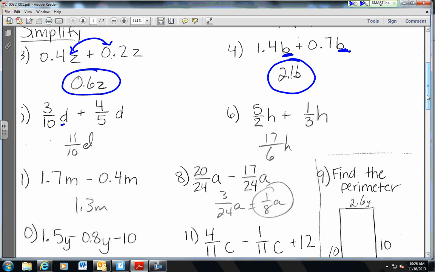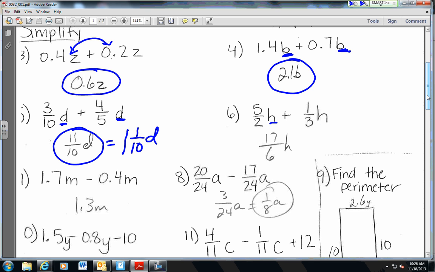Again, number five, they both have the variable d. So again, you can use your calculator. 3/10 plus 4/5, type that in with the ABC button. And I got 11 over 10d, which would be the same thing as 1 and 1/10 d. So either answer will be fine.